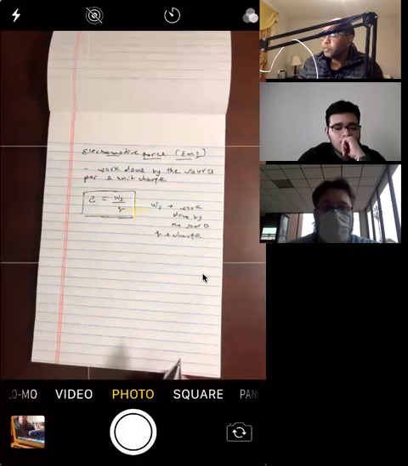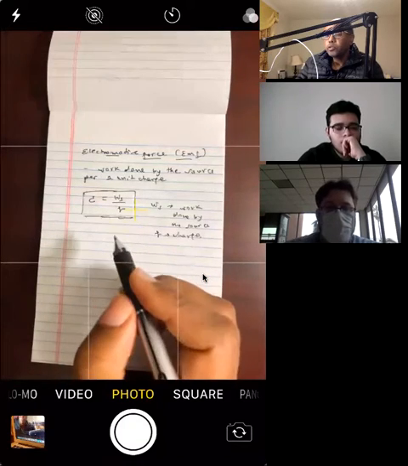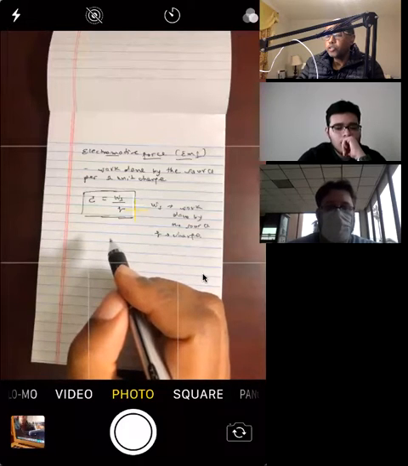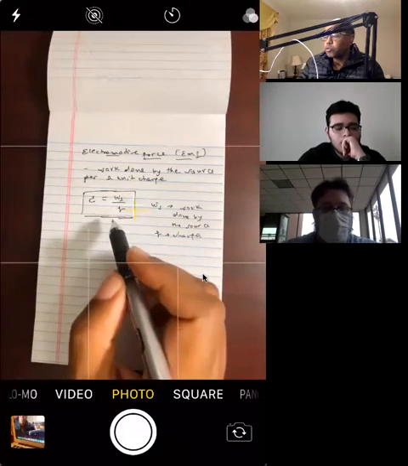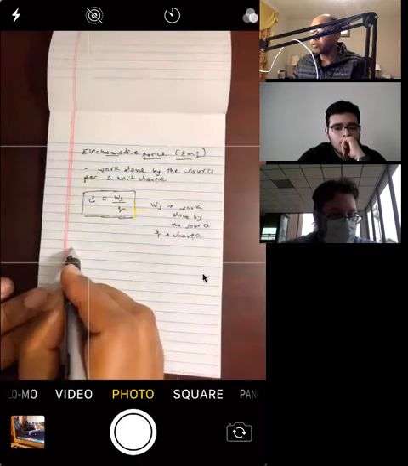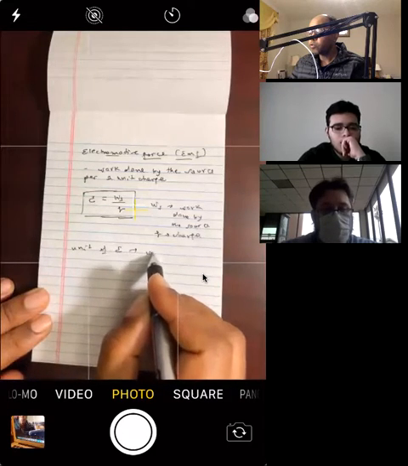And what is the unit? You see, this is joule per coulomb. You remember the unit for potential difference? Potential difference is change in potential energy per unit charge, right? That's joule per coulomb. So the same as potential difference, the unit of EMF is also volts.